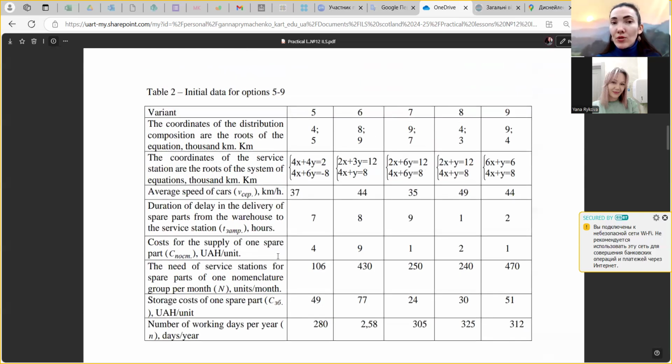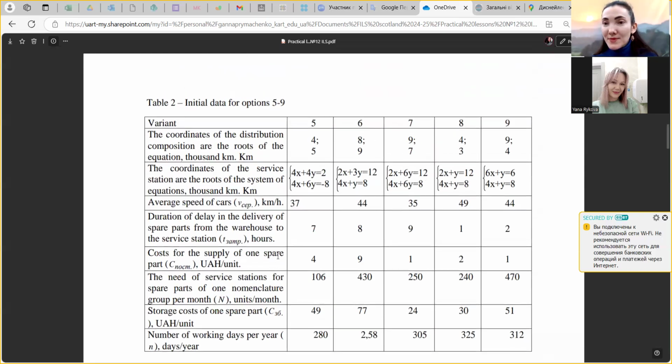Yana, I remember you have 6 variants, yes? Yes, 6. So we use this table today. We find how many kilometers in hour. It is the line from our table 2. It is average speed of cars, kilometers in hour, and for 6 variants, it is 44 kilometers. So we have distance, we have speed, and we need to find our time for delivery.